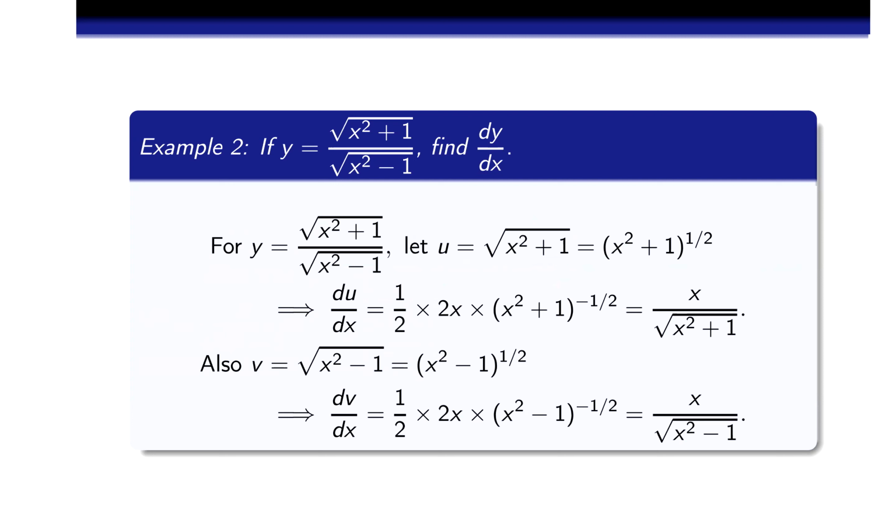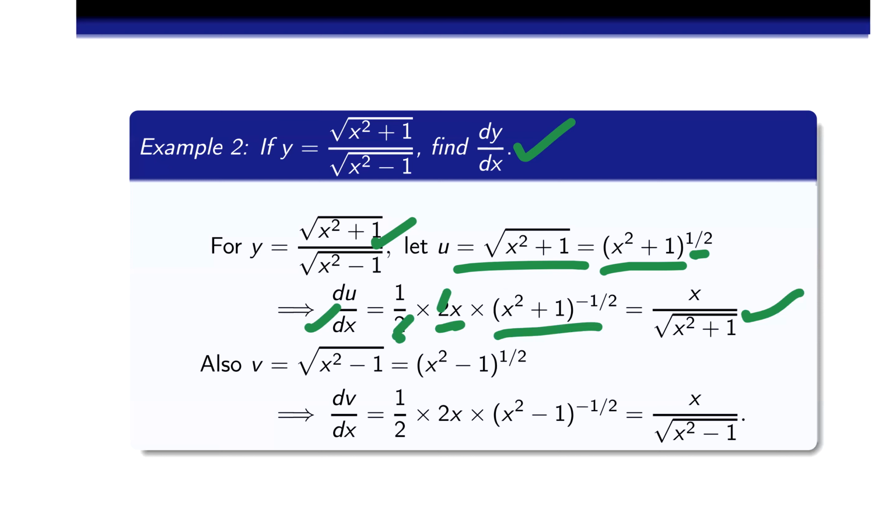So if y is square root of x squared plus 1 over square root of x squared minus 1, find dy/dx. So y is this already. So let u be square root of x squared plus 1. I know that's simply x squared plus 1 raised to power half, like I told you. So that means du/dx would be: bring down the power, that's half, differentiate inside, that's 2x, keep the original thing, but reduce the power by 1, that's x squared plus 1 raised to power minus half. And then, like we saw before, this cancels out, and you have x divided by root x squared plus 1.